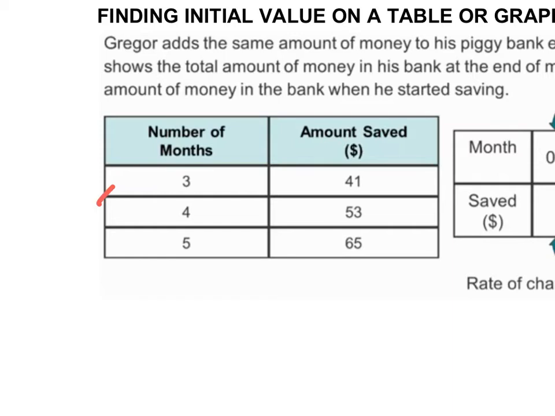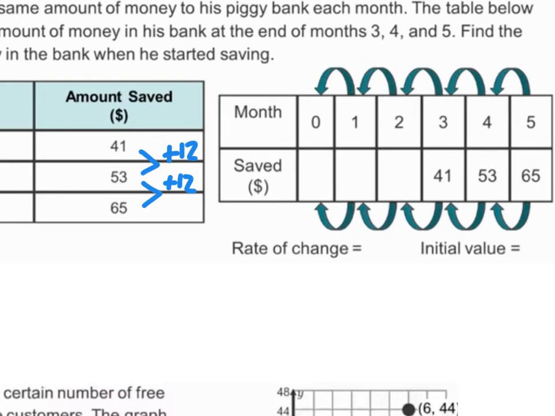To get from 1 month to the next, we are adding a month. To get from one column to the next, 41 to 53, and then 53 to 65, we're going to add 12. So our rate of change is $12 per month.